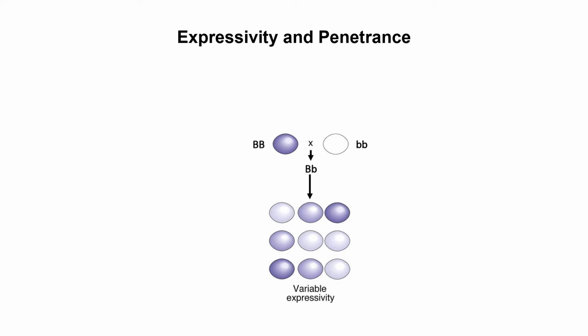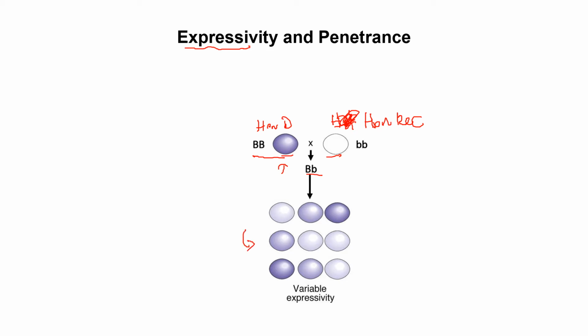Now I'm going to talk about expressivity and penetrance, and I'm going to start with expressivity. I want you to see this cross. Here you have a homozygous dominant, and here you have a homozygous recessive. What we learned in the previous video lectures is that if you have purple and white flowers, the next generation, the heterozygous, will all be purple, similar to the homozygous dominant. Although they will be heterozygous, the dominant will prevail and all of them will look similar.